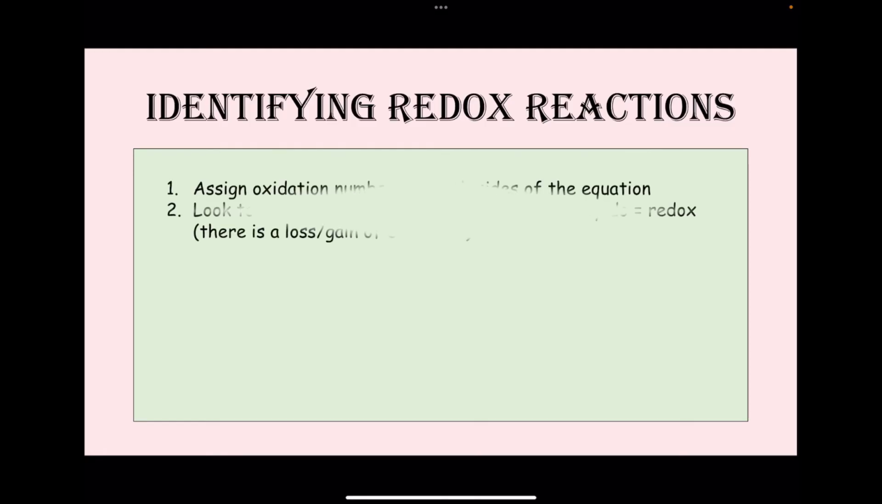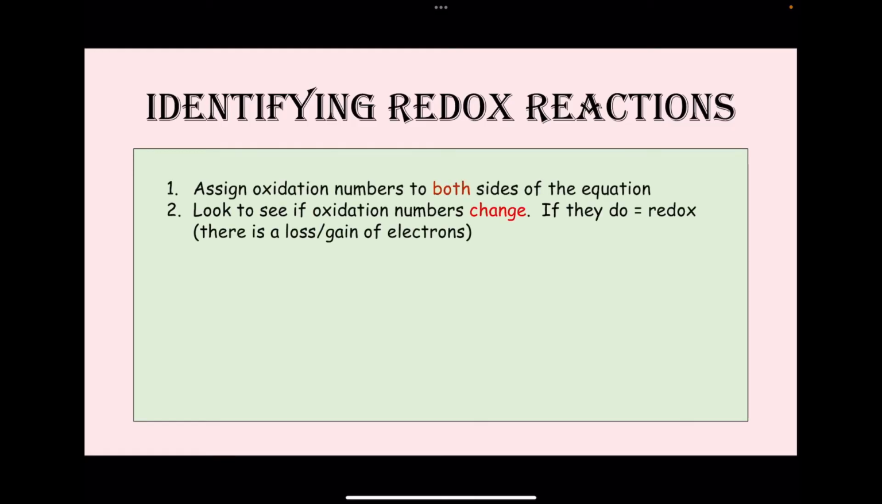So the first thing that you can do is assign oxidation numbers to both sides and see if the oxidation numbers are changing. If they do change, then that means there is a loss or gain of electrons. So that indicates a redox reaction. However, this can be a little tedious, a little time consuming. So we do have some helpful hints to get you to the answer faster.